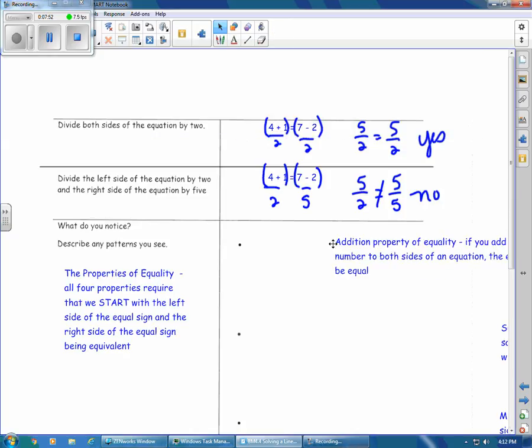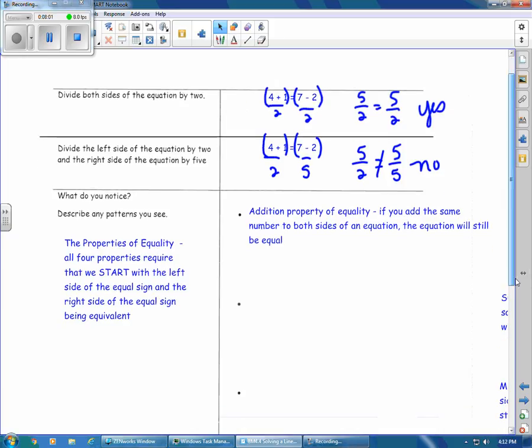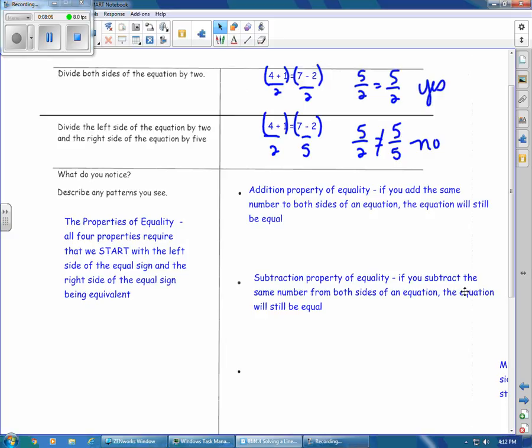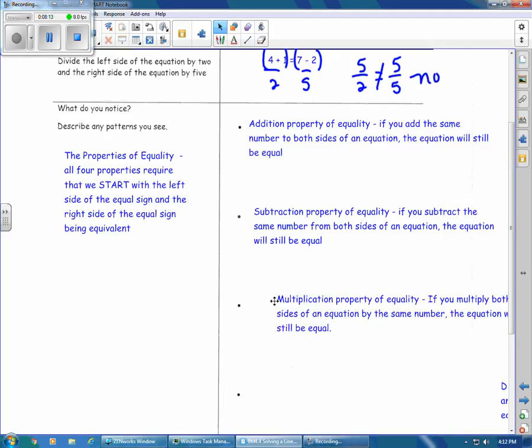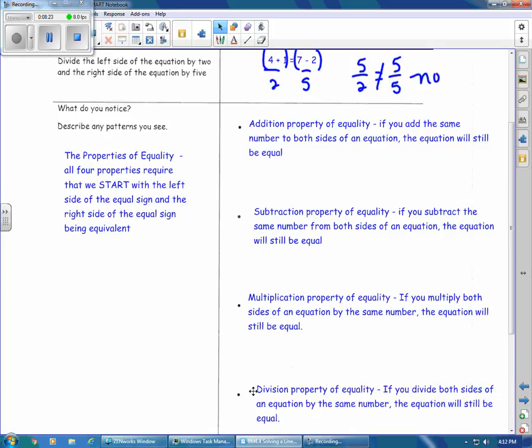The first property we want to talk about is the addition property. If you add the same number to both sides of the equation, it will still be equal. Similarly, the subtraction property of equality: if you subtract the same number from both sides of the equation, it will be equal. Multiplication property of equality: if you multiply both sides of an equation by the same number, the equation will be equal. And you guessed it, division is the last one. If you divide both sides of an equation by the same number, the equation will still be equal.